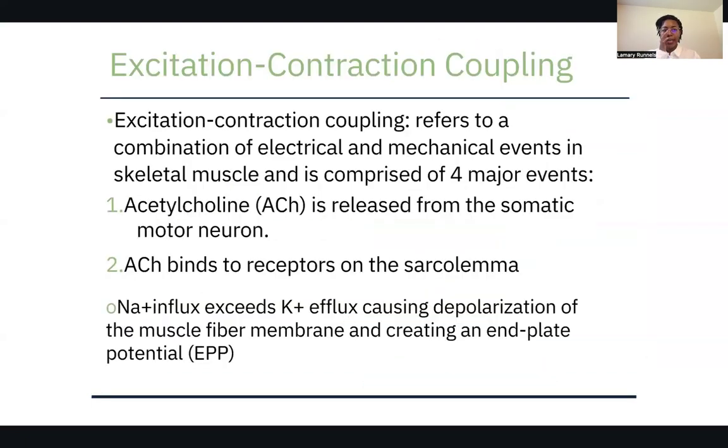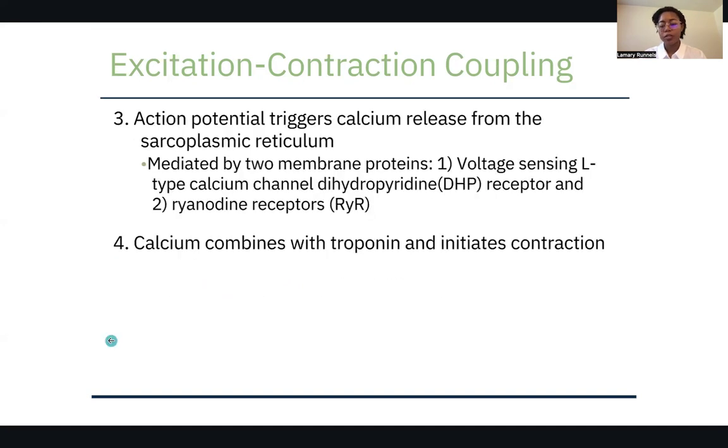All right, moving on to the excitation contraction coupling section of this lesson. That refers to a combination of electrical and mechanical events in skeletal muscle and is comprised of 4 major events. The first one, acetylcholine is released from the somatic motor neuron. In the second step, the acetylcholine binds to receptors on the sarcolemma, and during this step, sodium influx exceeds potassium efflux, causing depolarization of the muscle fiber membrane and creating an end plate potential.